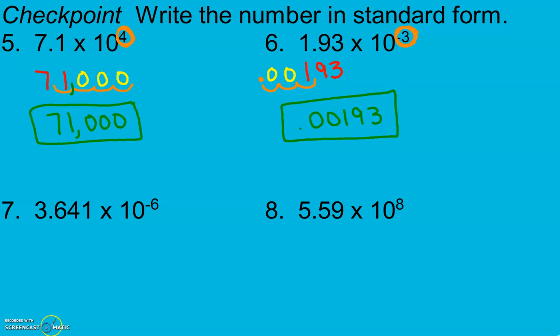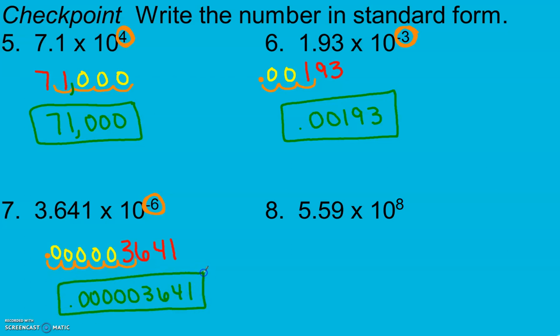Give 7 a try. Here, my numbers are 3, 6, 4, 1. My exponent's a negative 6, so I'm going to move it 6 places to the left, like negative numbers on a number line. 1, 2, 3, 4, 5, 6. That's where I put my decimal. We fill with zeros. So I get 0.0000361. Again, that does not tell us how many zeros. It tells us how many places we move.